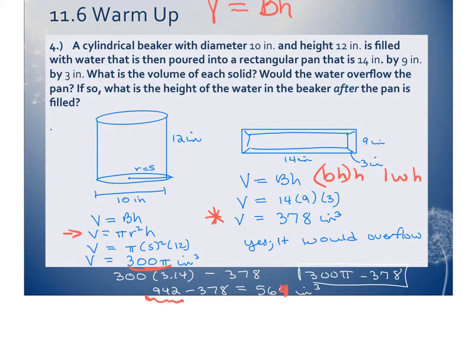So again, this would be a nice standardized test question, probably something you might see on an SAT. Pretty good on that one.